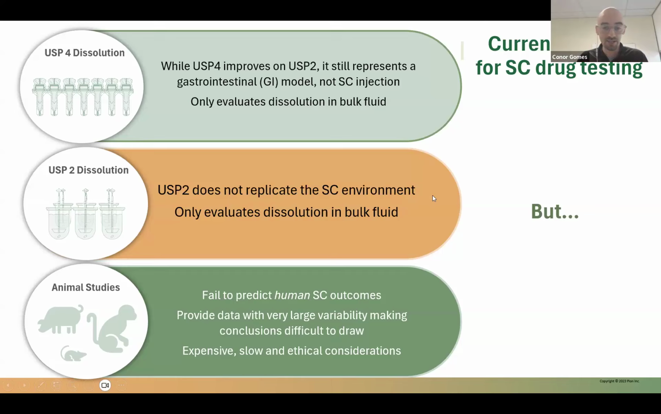USP2 is a fantastic method, except it doesn't replicate the subcutaneous environment. And we'll get to this with prodrugs, but it's very difficult to include any metabolic enzymes or metabolic processes within that apparatus. And then the USP4 improves on USP2 because of the more modalities in which you can test within the USP4 apparatus. But again, it doesn't emulate the subcutaneous injection and only simulates in bulk fluid, which again causes problems when you're trying to integrate those native metabolic enzymes and proteins that are responsible for things like biotransformation of prodrugs.